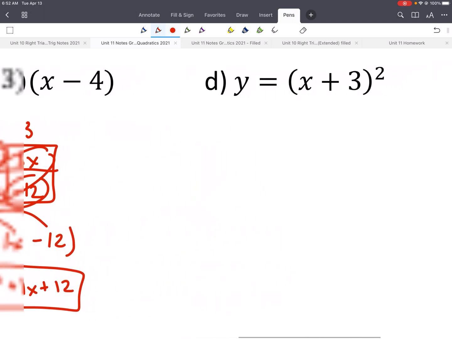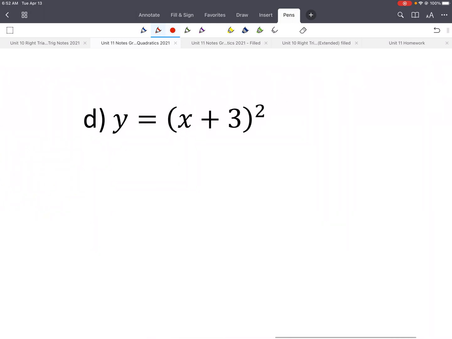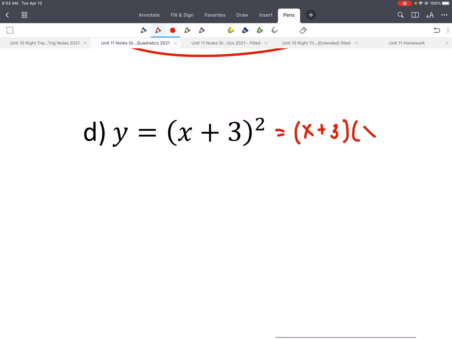Okay? All right, and then with D, again, an exponent is telling us how many times we're multiplying the base. So it might be more useful to rewrite this as x plus 3 times x plus 3. We're multiplying the base by itself 2 times. All right, so here I'm just going to use the distributive property.